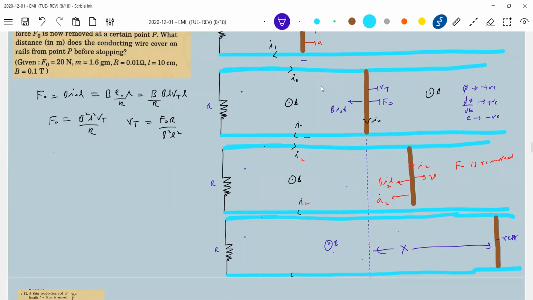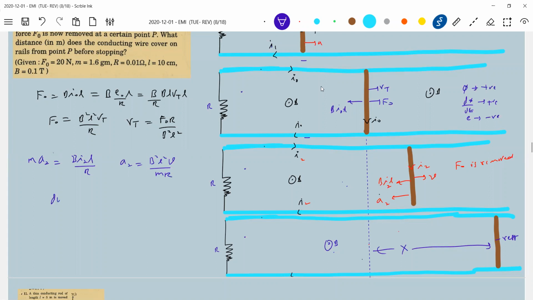What to do? How to get the distance x? Whose help do we have to take? What is the force? A variable force is acting, no? So shall we go for anything like work done? Nothing directly. The retardation A2 should be equal to BIL by M, with I equal to BLV by R, so this will be B square L square V by R. It's a retardation, no? So A2 should be equal to B square L square V by MR.